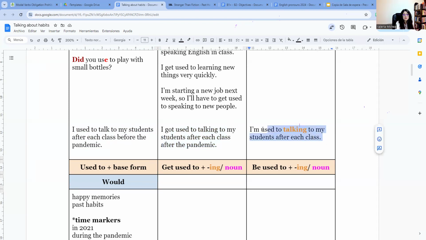And if I say I'm used to talking to my students, it's because in the present, I do it. I don't have a problem. I got used to that already. So it's my habit right now. All right. So that would be the difference between those three again. Something in the past, not connected to the present, I don't do it anymore. Then I got used to talking to my students after each class, something new. And then I'm used to talking to my students after each class. Now it's a habit for me.